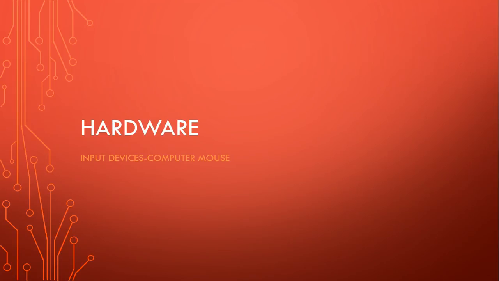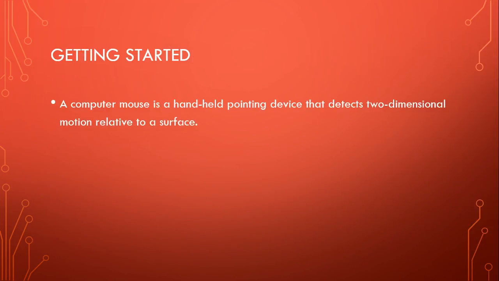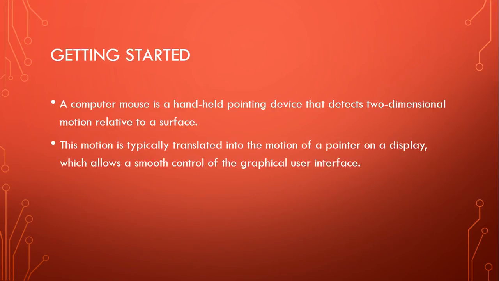And welcome back, students. Let's continue to talk about input devices. Today we're going to talk about the classic computer mouse. So getting started, a computer mouse is a handheld pointing device that detects two-dimensional motion relative to a surface. This motion is typically translated into the motion of a pointer on a display. Usually that's our mouse cursor, which will allow a smooth control of the graphical user interface, or GUI.